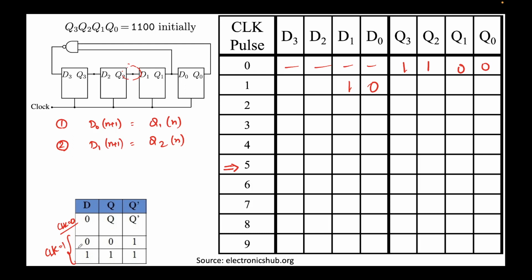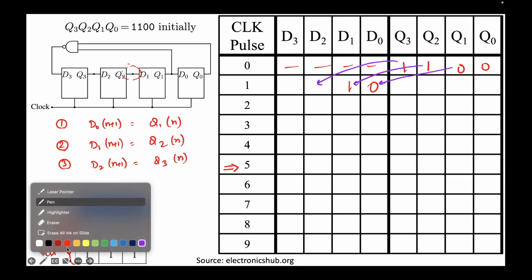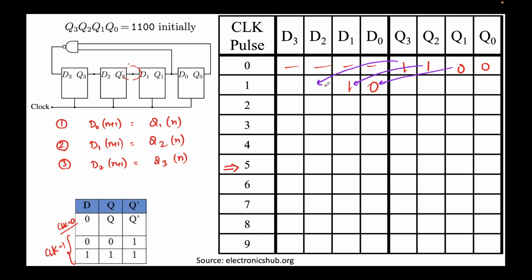D0 is nothing but Q1, so I'm bringing this here. And finally D2 is nothing but whatever the Q3 is. So whatever the Q3 is, I'll bring it here, so that would be again 1.